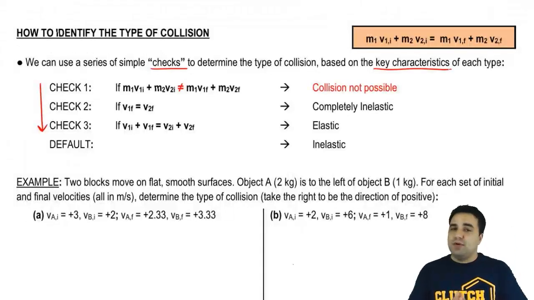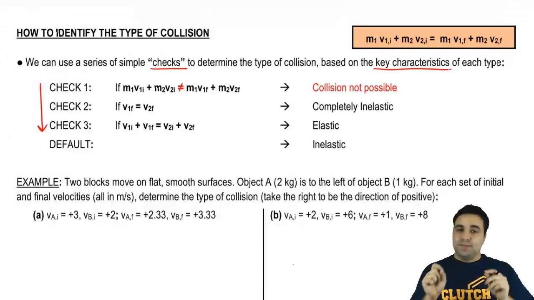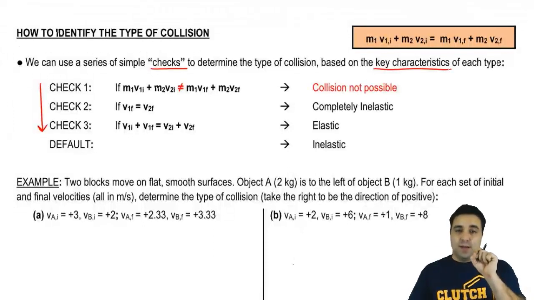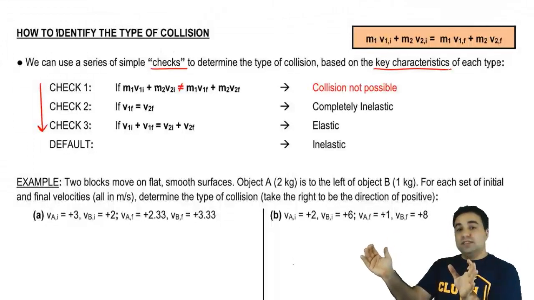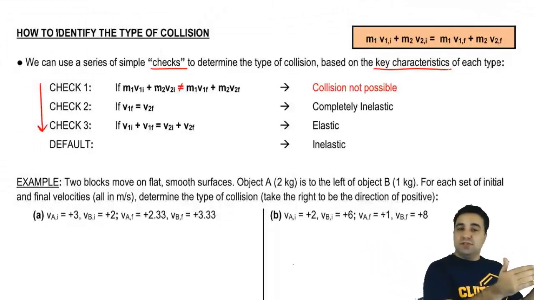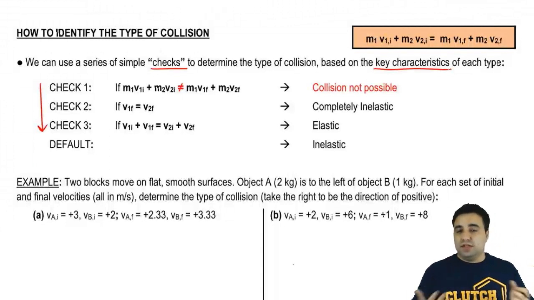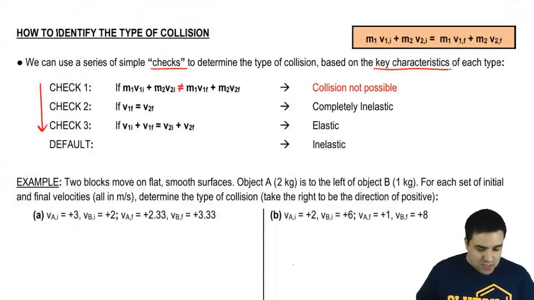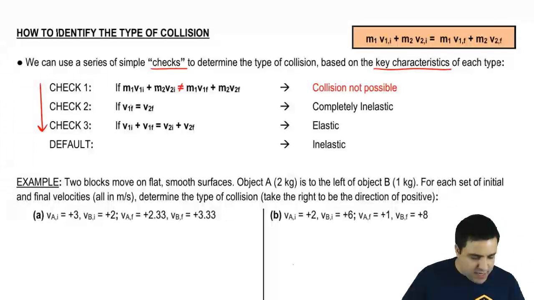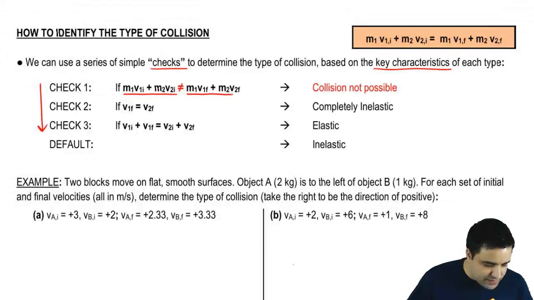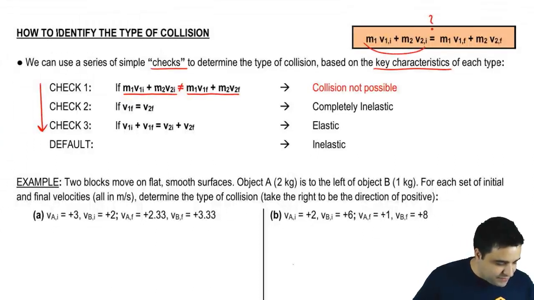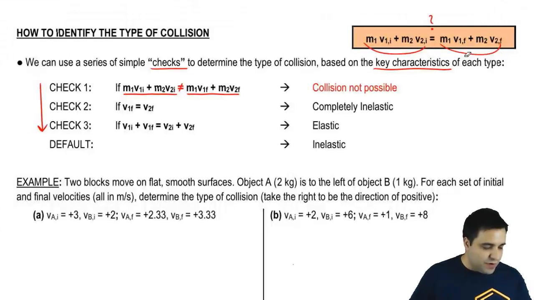For example, you might remember that in elastic collisions, kinetic energy is conserved. So if you can see that kinetic energy was conserved, then you can conclude that the collision must have been elastic, okay? So the first thing you're going to check for is if the total momentum of the system in the beginning equals the total momentum of the system at the end. So you're basically checking, does the left side of this equation equal the right side of this equation?